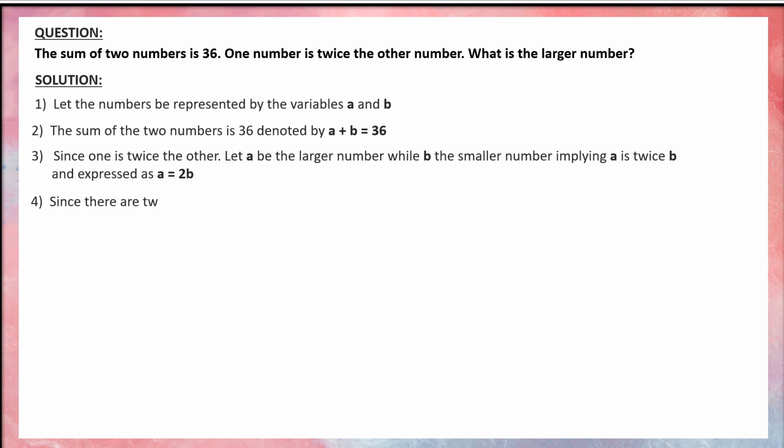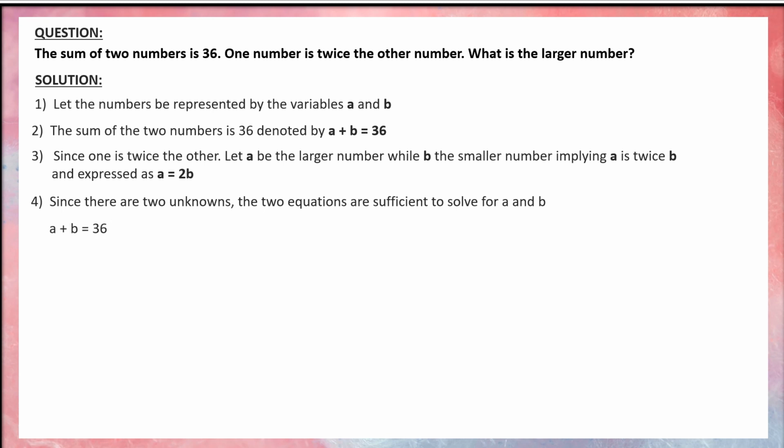So if you look at number 2, you see that A plus B is 36. And if you look at number 3, we're able to identify A is equal to 2B. Since there are two unknowns, two equations are sufficient to solve for A and B. When there are three unknowns, you usually need three equations. When there are two unknowns, two equations will be sufficient to solve the problem.